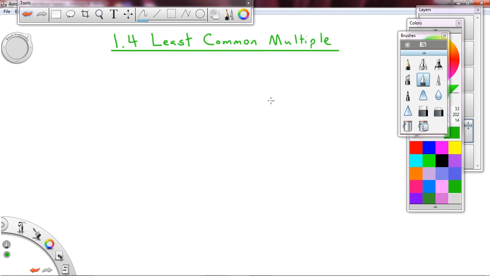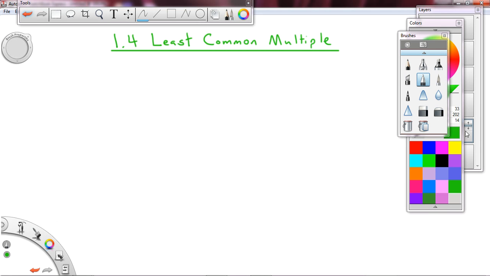Hi everybody. Okay, so today we're going to do a little video on lesson 1.4, least common multiple. Now we're going to be using the prime factorization of numbers to find the least common multiple of those numbers.